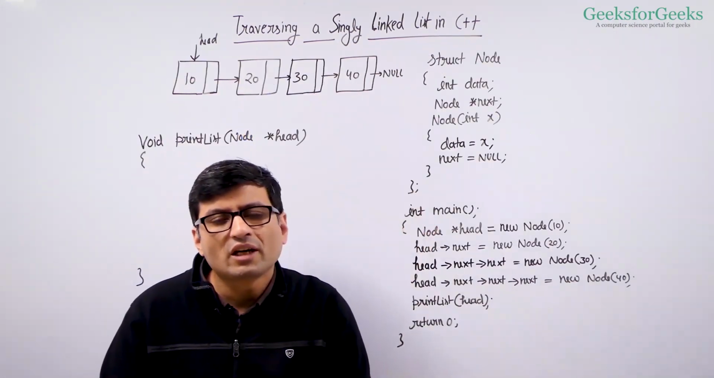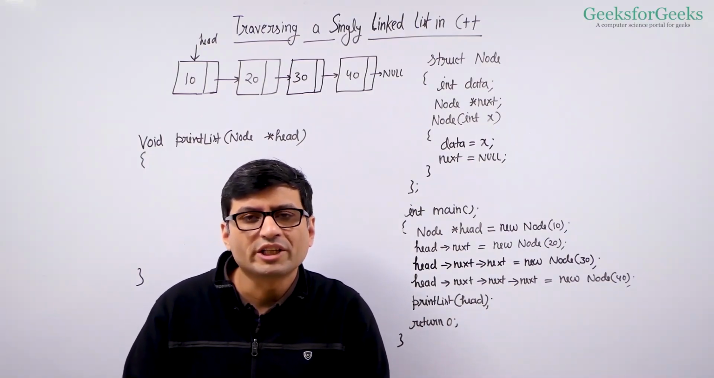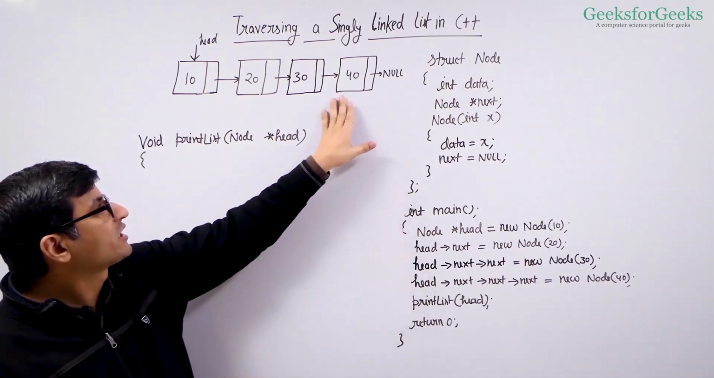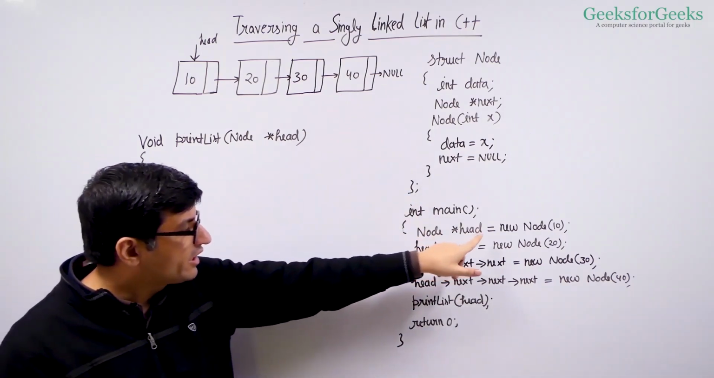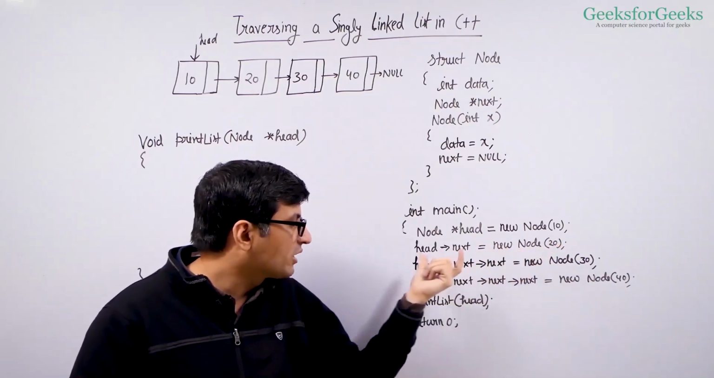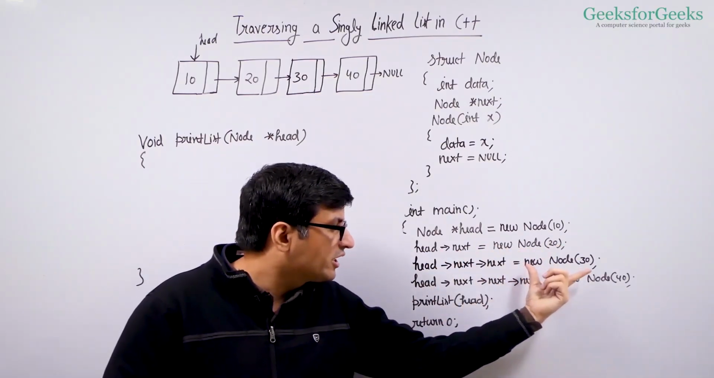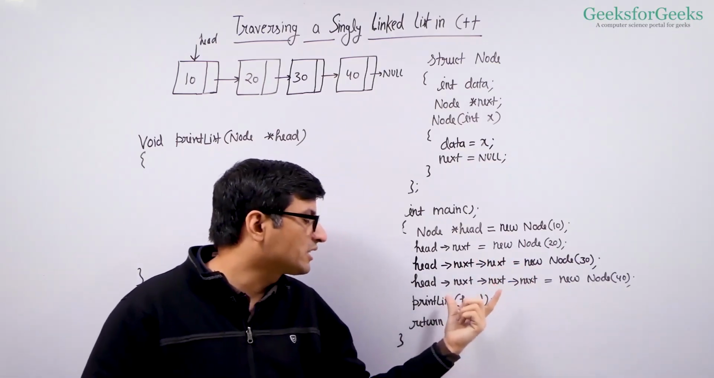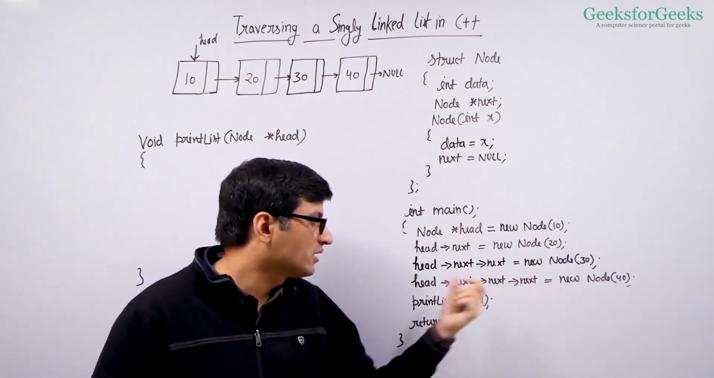So we are given a linked list already created. In this example code, I have created this linked list. First we create the head node with value 10. Then we create 20 and link it with head. Then we create 30 and link it with head's next. Then we create 40 and link it with head's next.